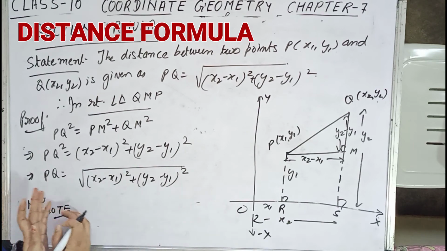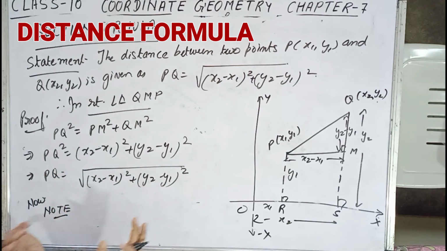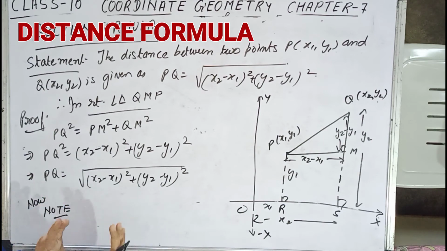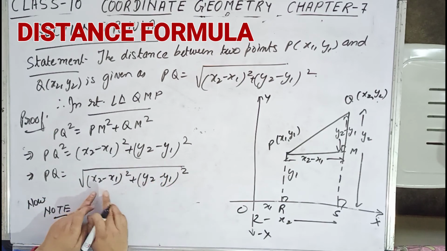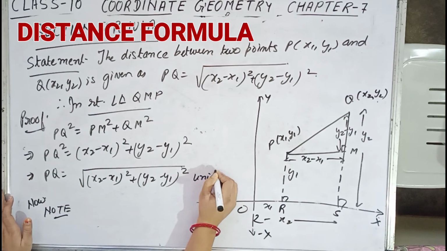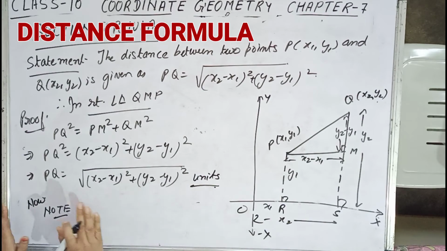So the best option is the formula which we have derived, that only you write: the distance between the 2 points (x1, y1) and (x2, y2) is given as under root of (x2 minus x1) whole square plus (y2 minus y1) whole square units. And that's it. This is the derivation of the distance between the 2 given points.